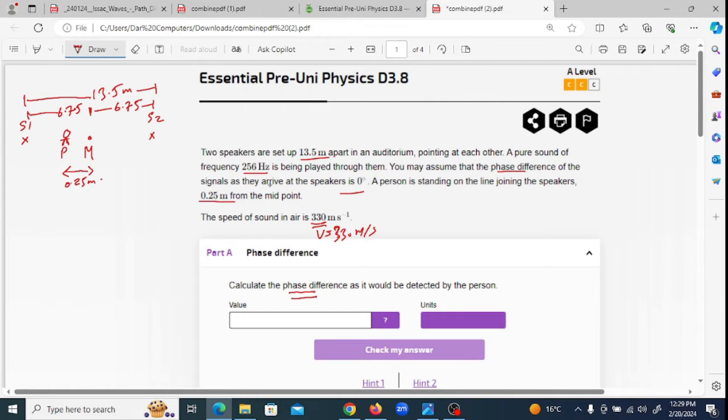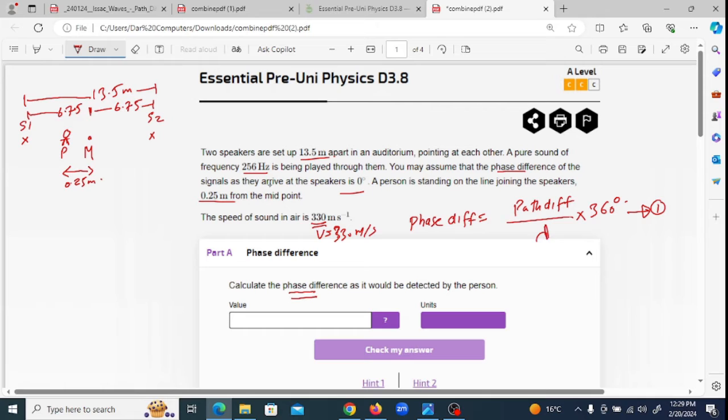In order to find the phase difference, we use a formula. We have the formula of phase difference in case we have path difference. Phase difference is equal to path difference divided by the wavelength lambda, multiplied by 360 degrees. Okay, this is equation 1, for example. In order to find the phase difference, we need the path difference and the wavelength.